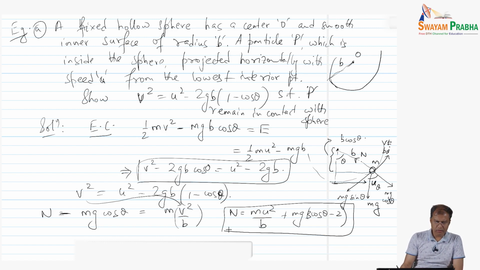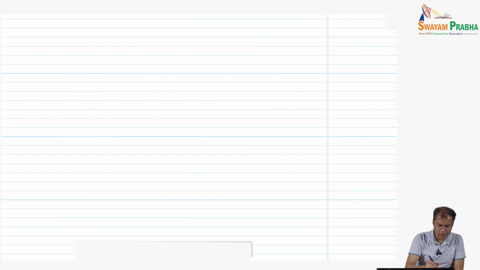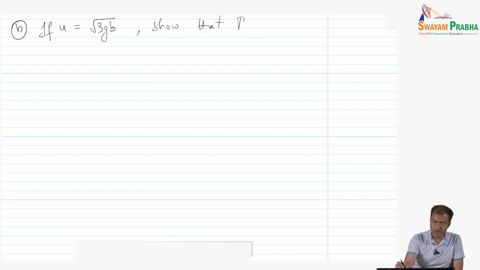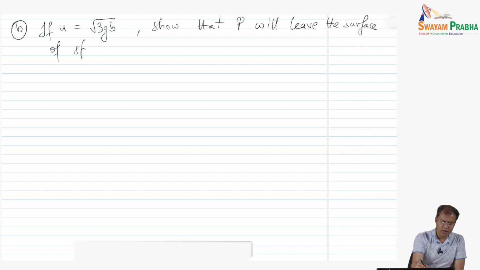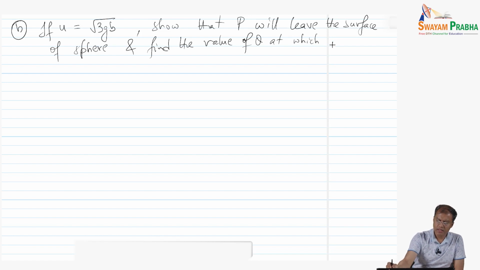Then the next part of the problem says that if my initial projected speed is the square root of 3gb, then we have to show that P will leave the surface of the sphere, and we need to find the value of theta at which it does.